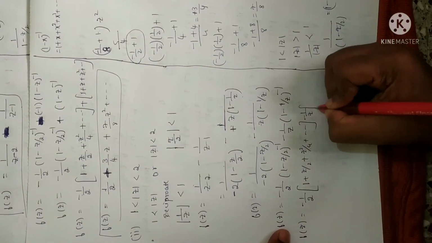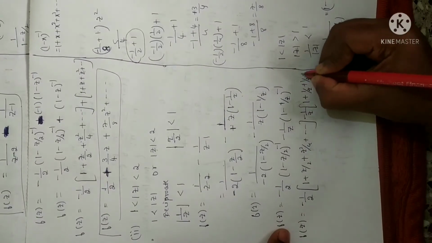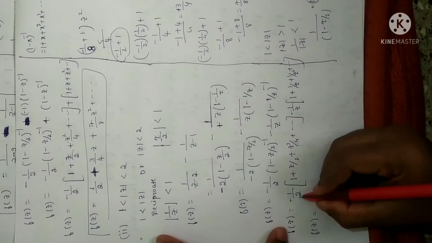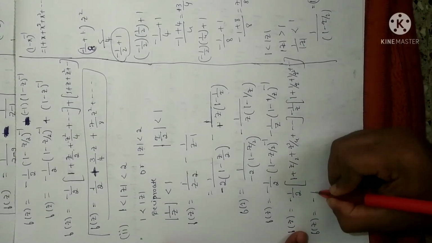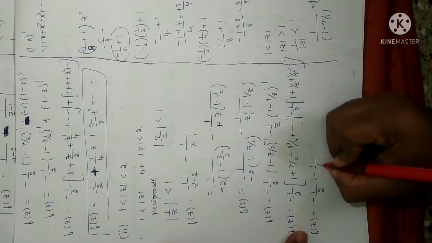Minus 1 by z into, similarly here also, 1 plus 1 by z plus 1 by z square plus so on. Now let me simplify. Let me multiply inside. So you will get f of z as minus 1 by 2. Next term, minus 1 by 4 times z.